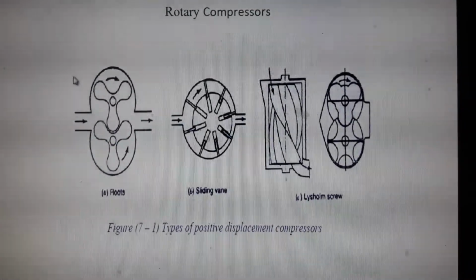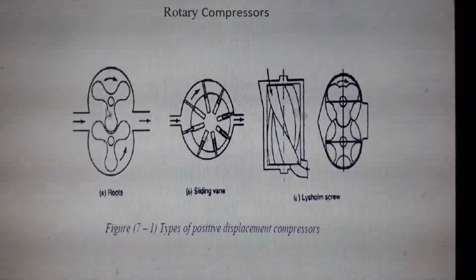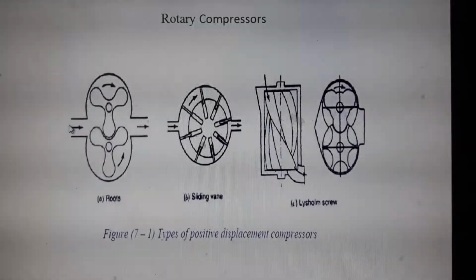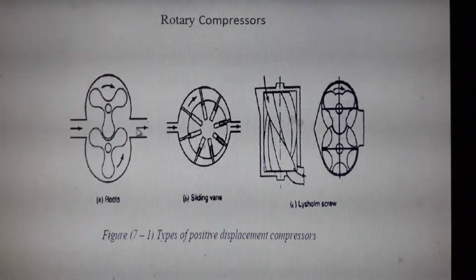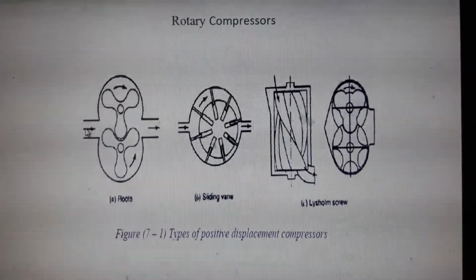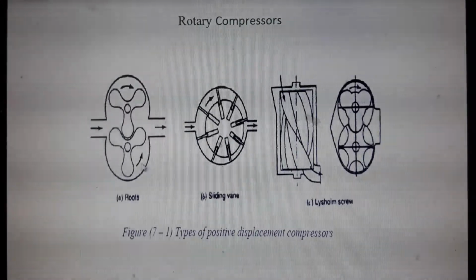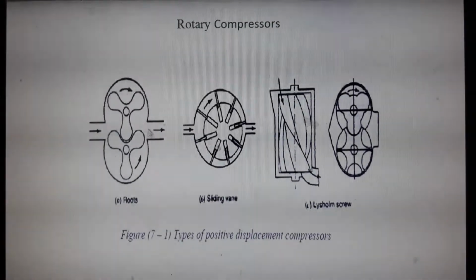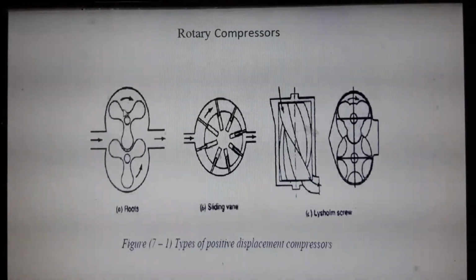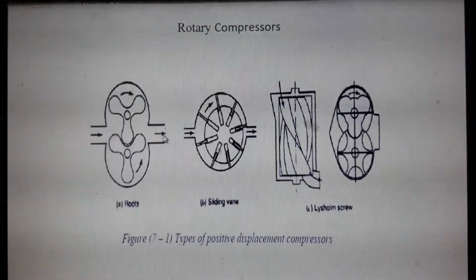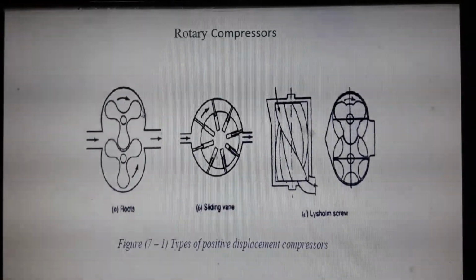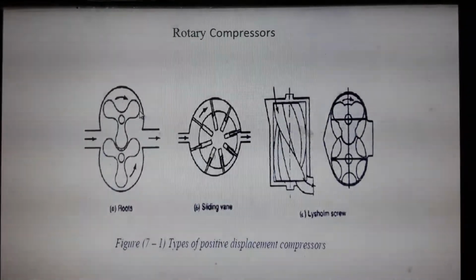So let us discuss the root blower compressor first. In the root blower compressor, these are the two root blowers. This is the inlet of air and this is the outlet of air. Air from the environment is taken inside the casing of the compressor. This air is entrapped in between these two root blowers, and that compressed air is sent to the application through this outlet. This is the simple working of the root blower compressor.